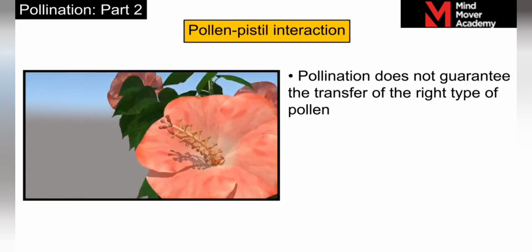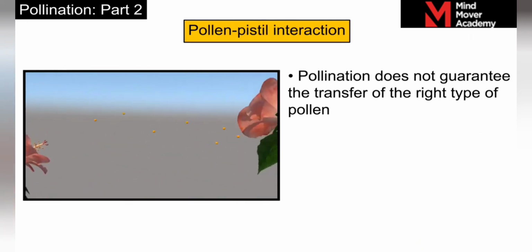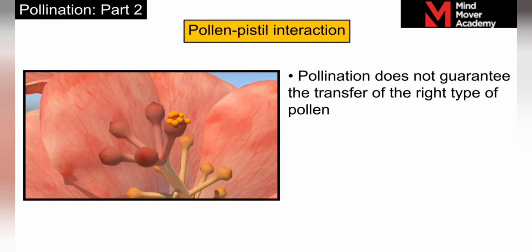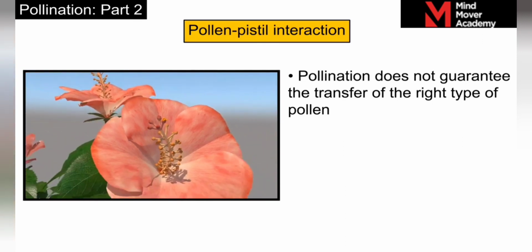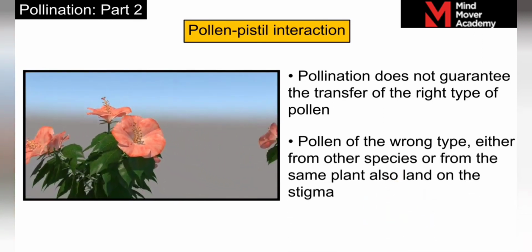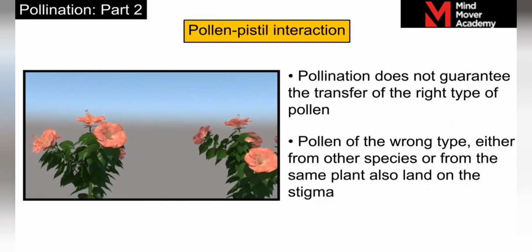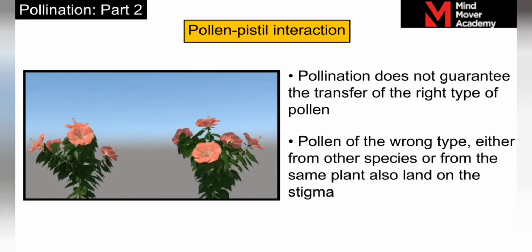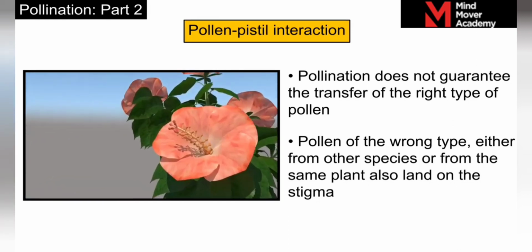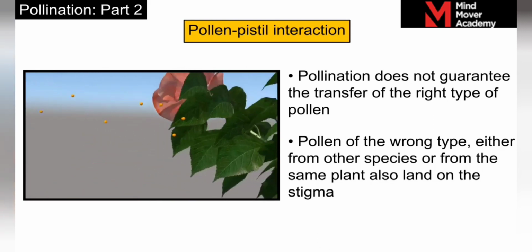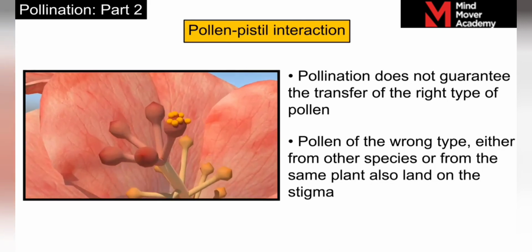Pollination does not guarantee the transfer of the right type of pollen, compatible pollen of the same species as the stigma. Often, pollen of the wrong type, either from other species or from the same plant, if it is self-incompatible, also land on the stigma.